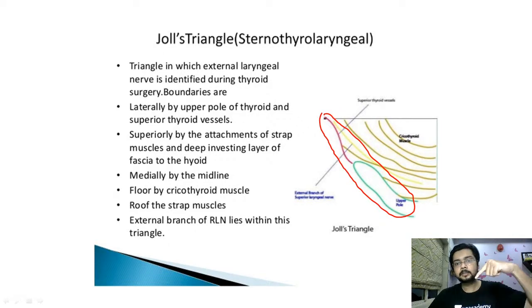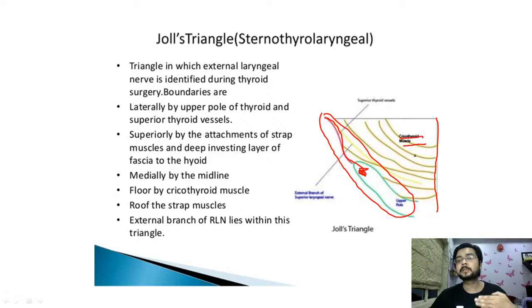This is your superior thyroid artery supplying the upper pole of the thyroid. So this forms the lateral boundary. Medially is the midline. Okay. Laterally is the superior pole of the thyroid and the superior thyroid artery. Midline. Superiorly, that means above, will be the strap muscles and the floor will be the cricothyroid muscle.